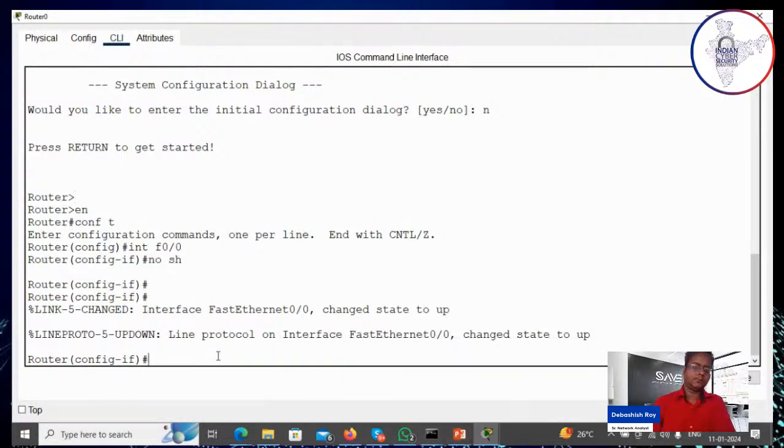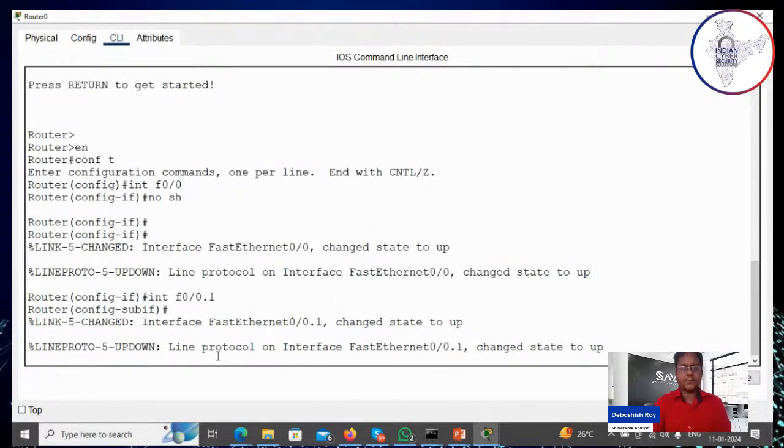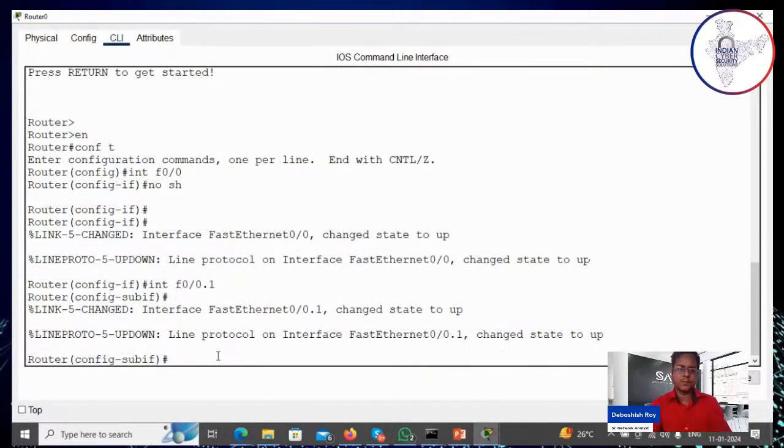And here you create the sub-interfaces. Interface F0/0.1. Now this is the router on a stick, meaning we are creating sub-interfaces on the router. This is the first sub-interface. It's already up because it's a logical interface, and the physical interface is already no shut, so it will be automatically up. And there you give the IP address of the router itself.